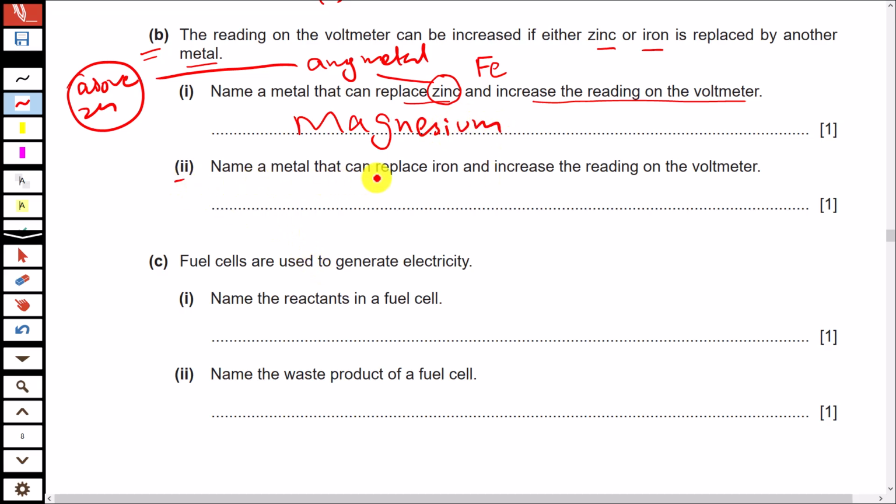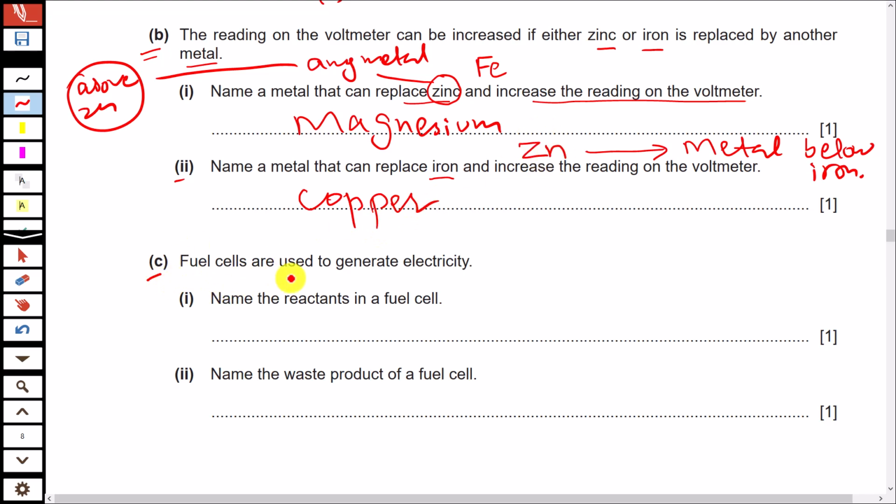Similarly, name a metal that can replace iron and increase the reading on voltmeter. Now this time you are keeping zinc there, but on the other hand you have to take any other metal. That metal should be below iron, because in this way the reactivity difference between the zinc and that metal will get increased and you will get more reading on the voltmeter. So let's say copper, because copper is below zinc in the reactivity series.